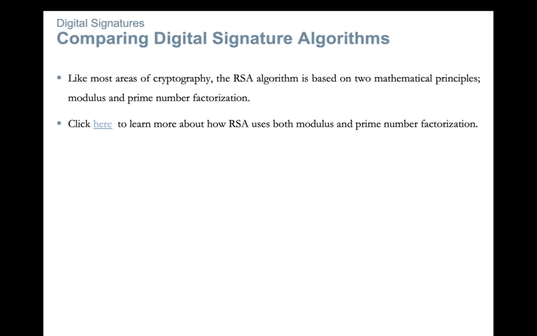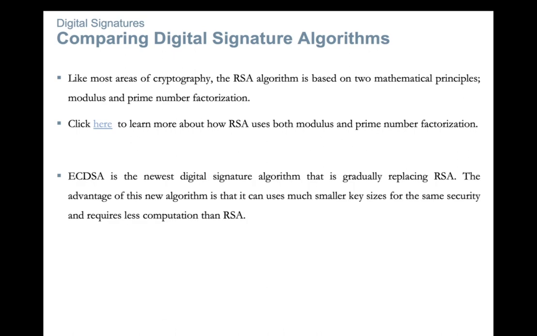Next, the ECDSA digital signature algorithm is the newest digital signature algorithm that is gradually replacing the RSA algorithm. The advantage of this new algorithm is that it can use much smaller key sizes for the same security and requires less computation than the RSA algorithm.